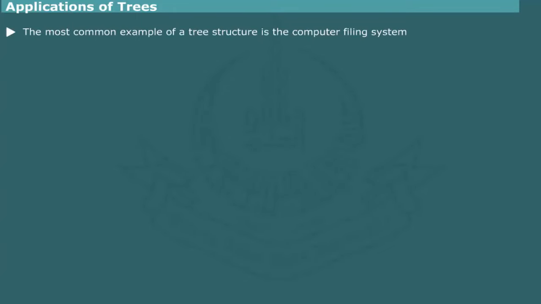Perhaps the most common example of a tree familiar to computer users is the structure of the filing system in operating systems such as Unix, Windows, and Mac.